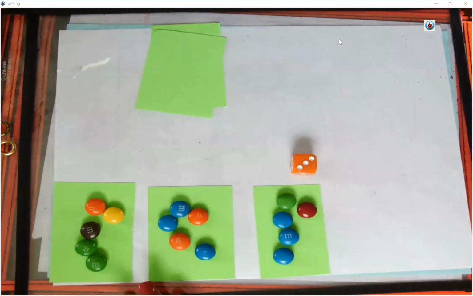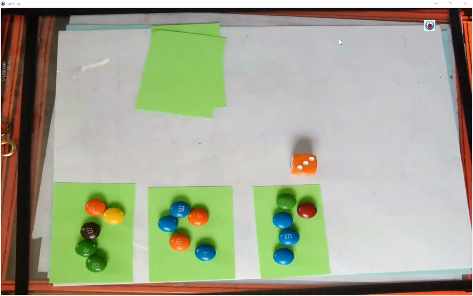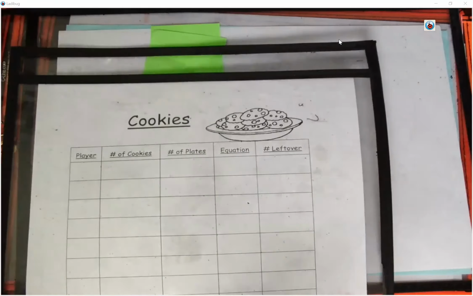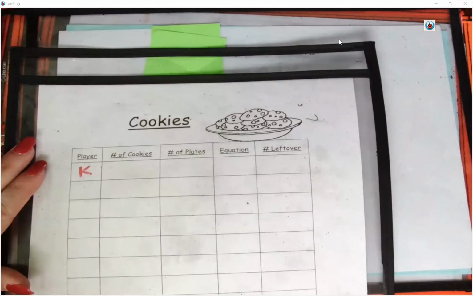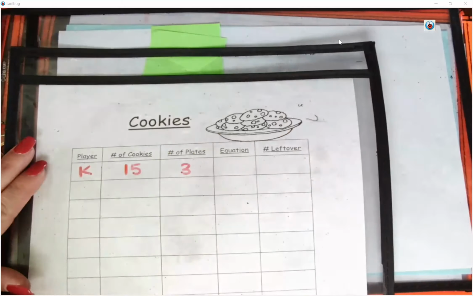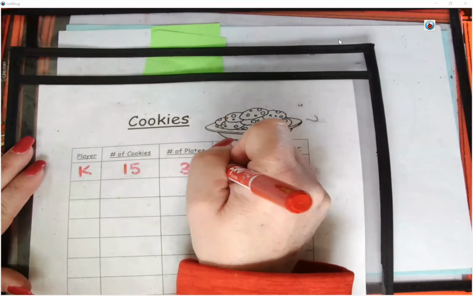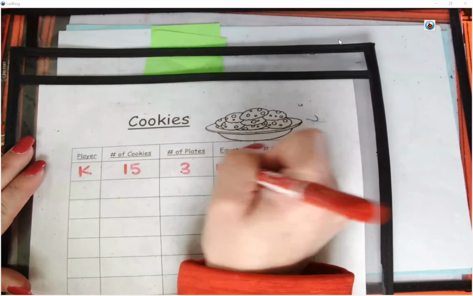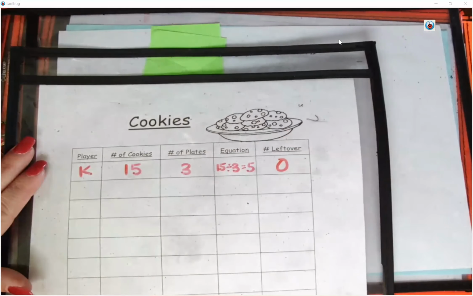So once I've taken my 15 cookies and put them equally onto my three plates, I can see I have five cookies on each plate and I don't have any leftover. We did attach a recording sheet that you can use if you want students to fill in equations for this. The way this would get filled in, I would put a K for player Kristen. Number of cookies, I had 15. I had three plates. And now I have to write my equation. When I write my equation, I always start by talking about my number of cookies first, divided onto my number of plates. I had 15 cookies that I divided onto three plates, which meant I had five cookies on each plate, and I did not have any leftover.